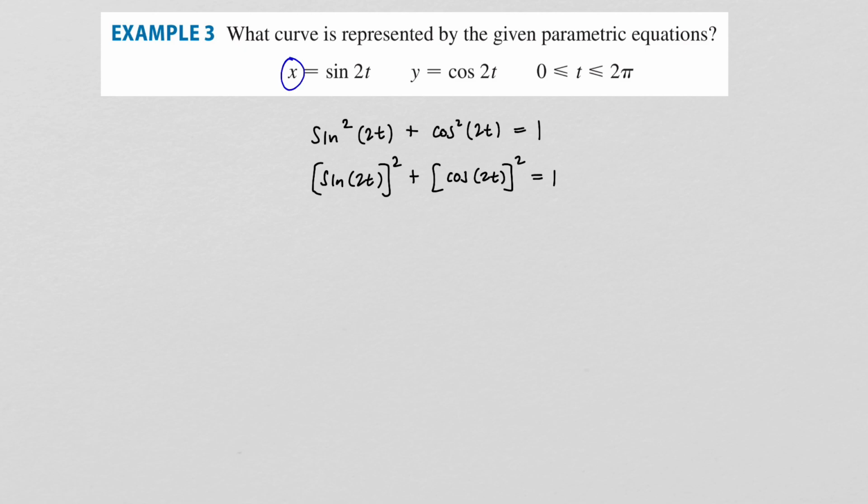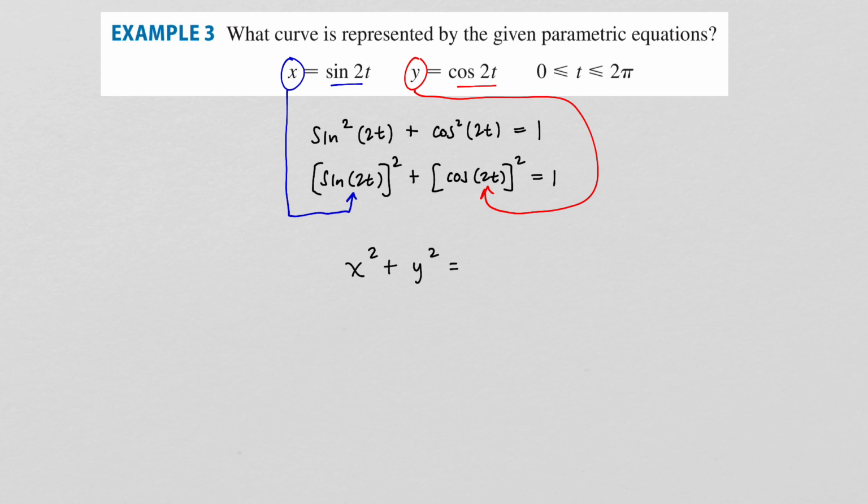Now, x is equal to sine of 2t, so we can plug x into here. And y is equal to cosine of 2t, so we can plug y into here. And in doing so, we get x squared plus y squared is equal to 1. So once again, we have the unit circle. But is this the exact same curve as the previous curve? Well, it seems to be, because we get the same curve, right, the unit circle, and we also have the same values for t. t varies between 0 and 2 pi.